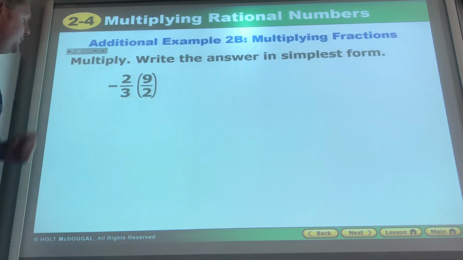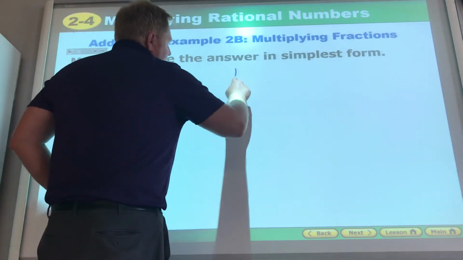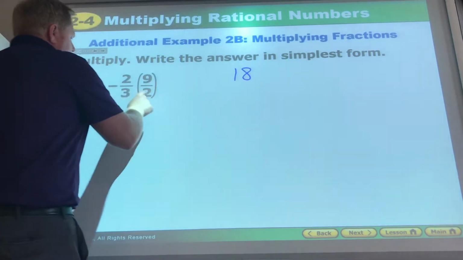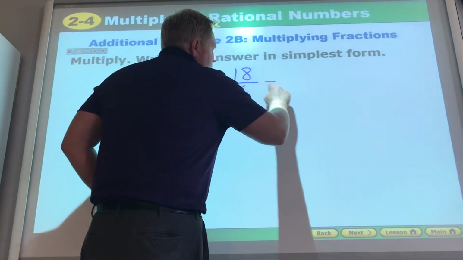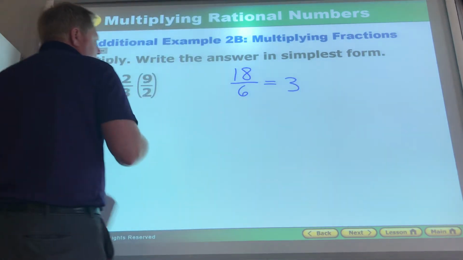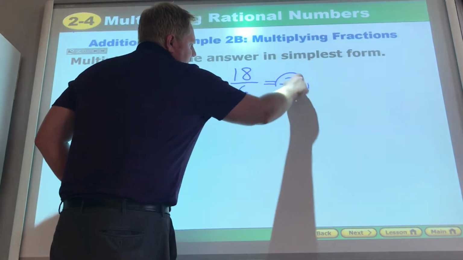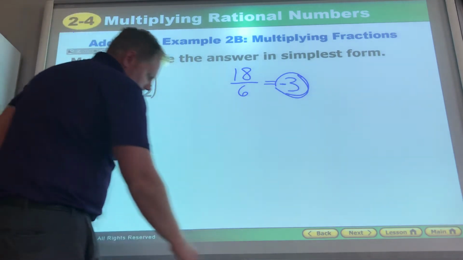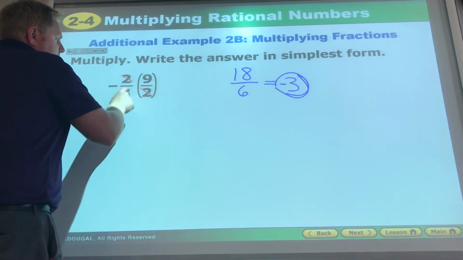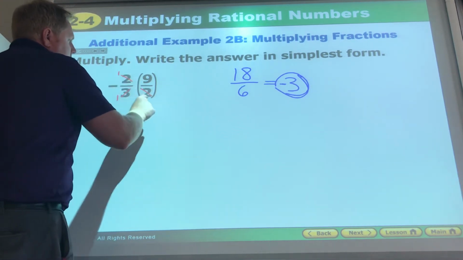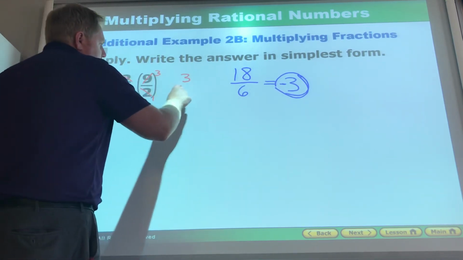All right, here. I could take 2 times 9 and I could get 18. I could take 3 times 2 and I could get 6. And I realize 18 divided by 6 is 3. Don't forget my negative. One negative, one positive. Answer is negative. Don't forget those negatives. It will cost you lots of points. The thing that I like to see, 2 and 2. I divided by 2 on top and bottom. Divide by 3, I get a 1. Divide by 3, I get a 3. 1 times 3 is 3. 1 times 1 is 1.